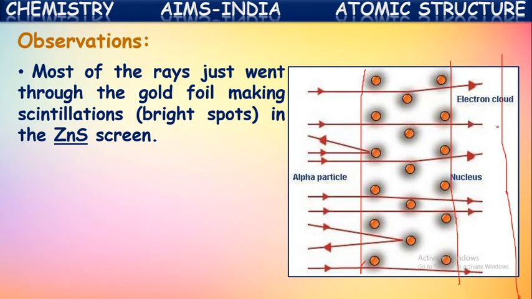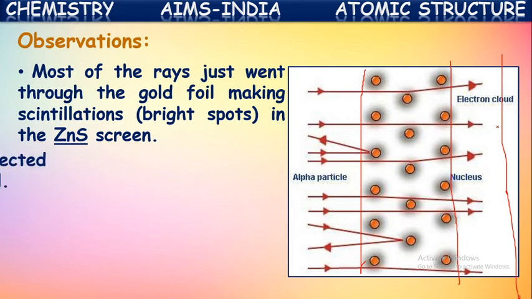So what he observed, most of the alpha particles are passing through the gold foil. Even after striking, they're coming directly and making scintillations on the zinc sulfide screen. Some bright spots are observed. So from that he concluded that most of the alpha particles are coming directly, straight, without any deviations, even after striking the gold foil.